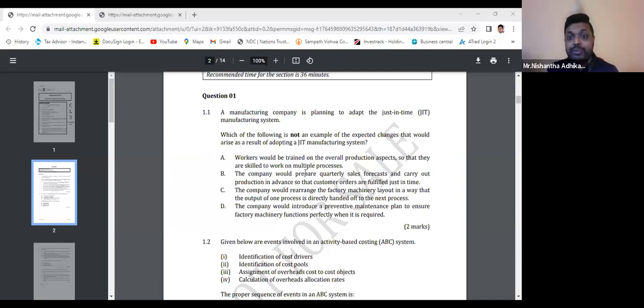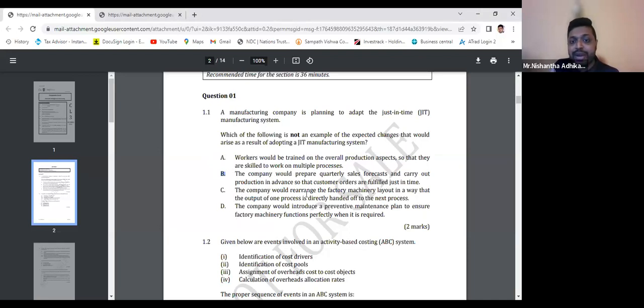B. The company would prepare quarterly sales forecast and carry out production in advance so that the customer orders are fulfilled just in time. That is not the case. That is wrong. In a JIT environment, you don't make the production in advance. Therefore, option B is the correct answer. It is not an explanation about JIT environment. Therefore, answer B is the correct answer you have to consider. Right, first question, answer B is the correct one.